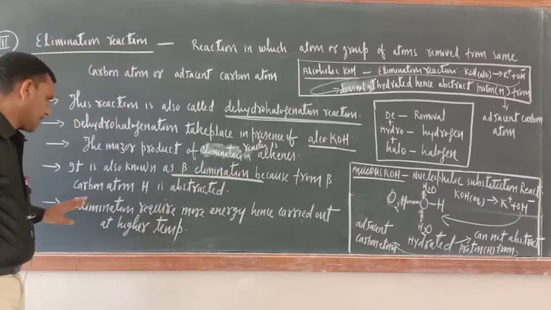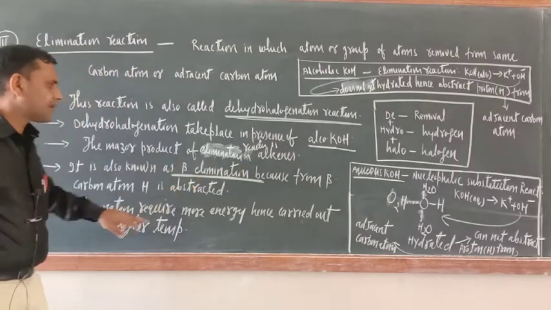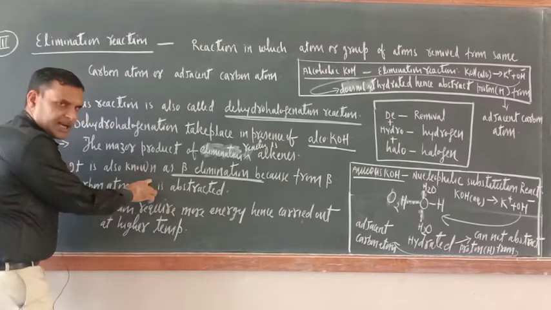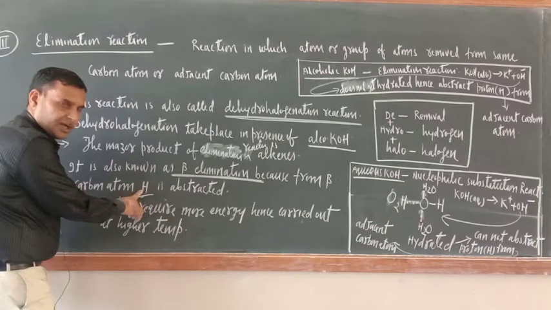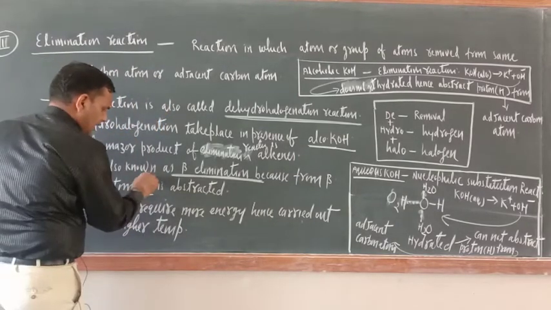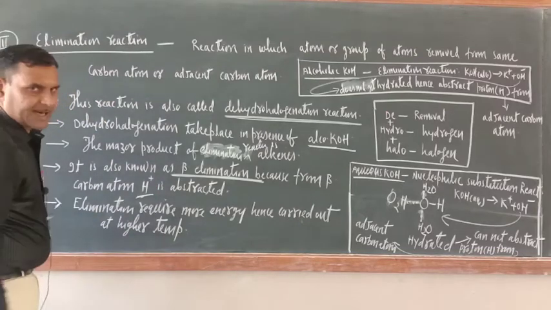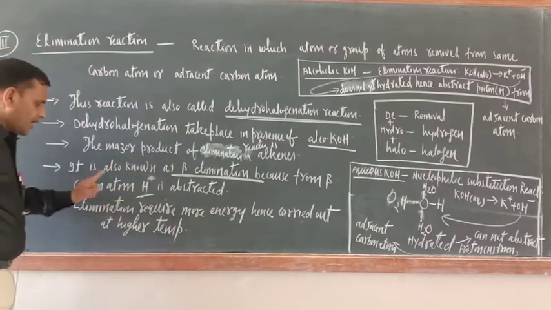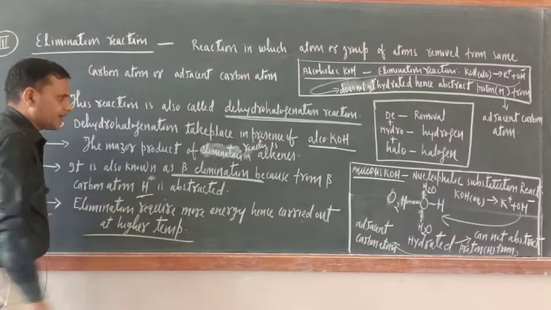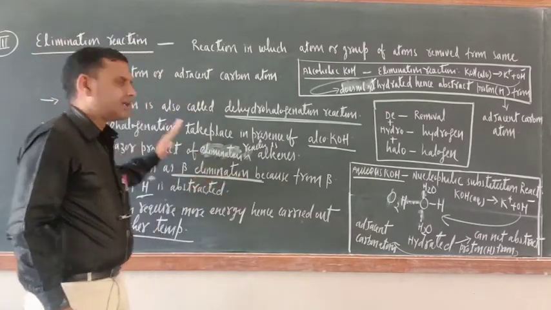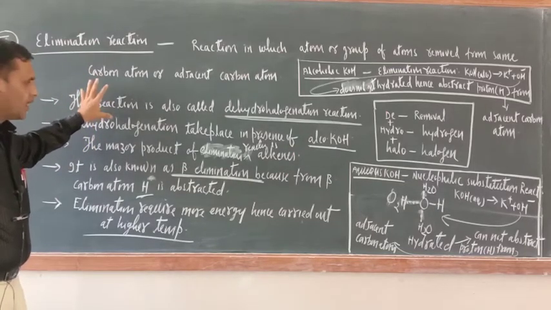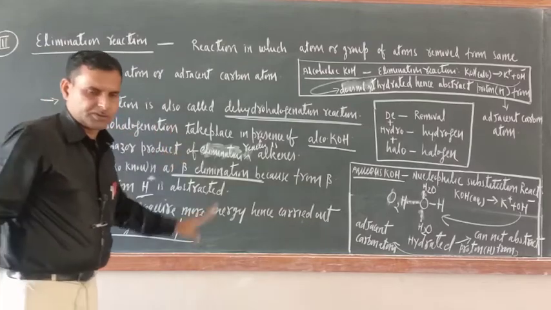Last year I taught this one. So it is also known as beta elimination because from the beta carbon atom, H, H means proton, is abstracted. I am not writing H positive, simply I wrote H. You can write H positive also, there is no problem at all. H positive is abstracted or hydrogen is abstracted. Elimination requires more energy, hence it is carried out at higher temperature. So these are the introductory points of this elimination reaction. Now I have to teach you the chemical reaction. So just see here.